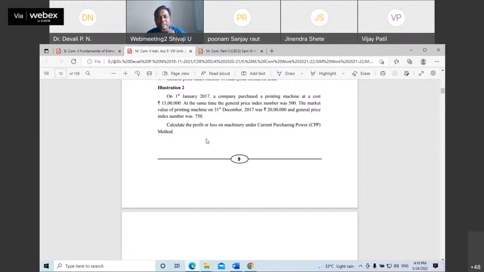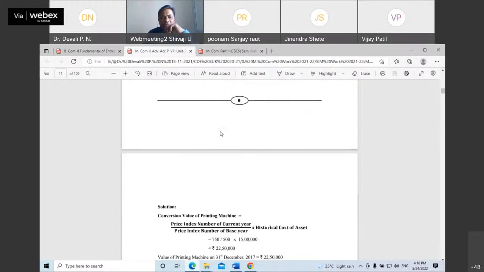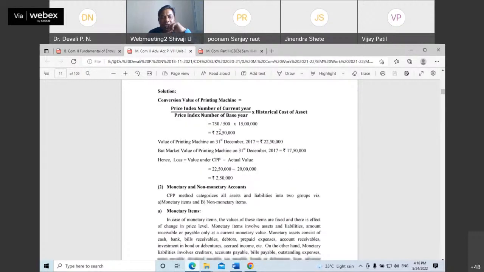Now what has happened? We have to calculate here whether we are suffering a profit or loss on machinery under the CPP method. So this is the question, this is the example that we have to consider. Now see what will be the solution in this particular case.